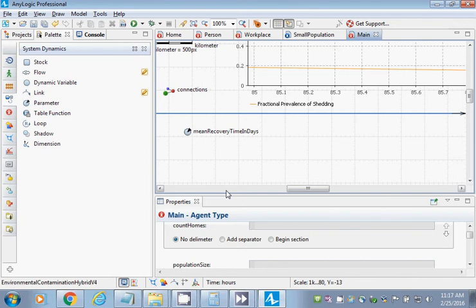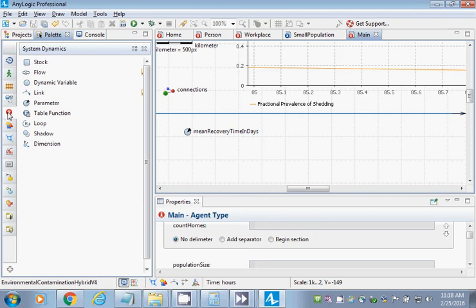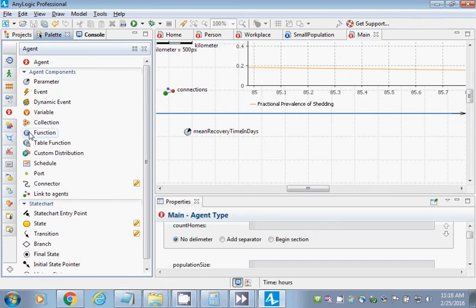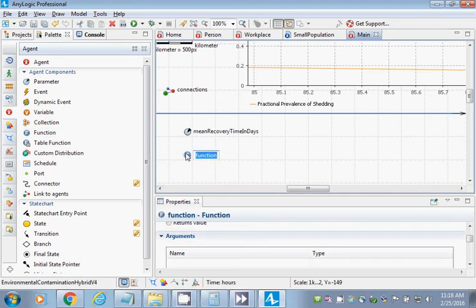So in main, we're going to go to agent and drag a function. And this function will be called count infective. In fact, it probably should be called count infectives or count shedders in group. That's better. After all, we call them shedders in that diagram.